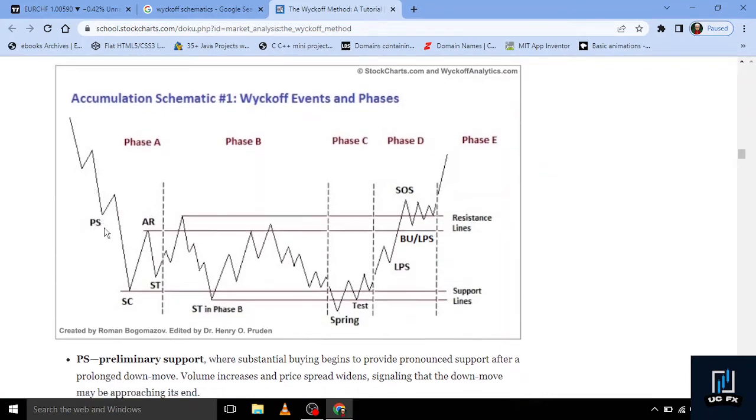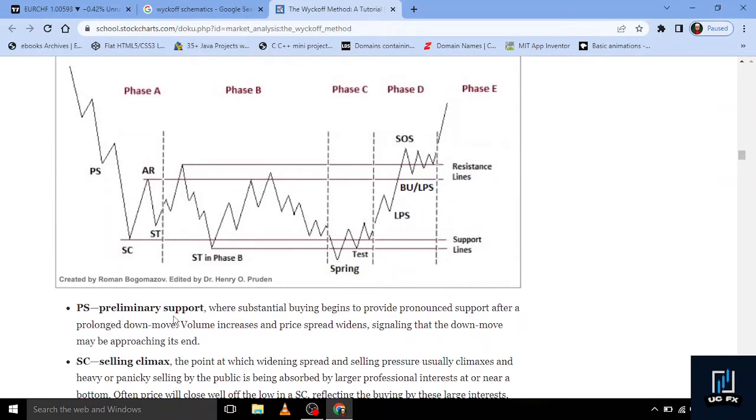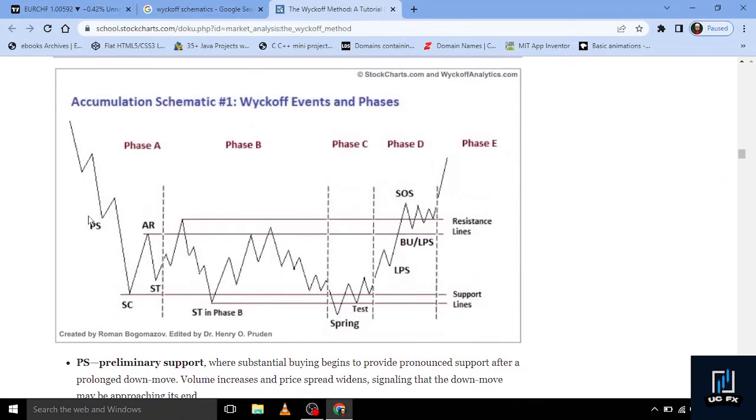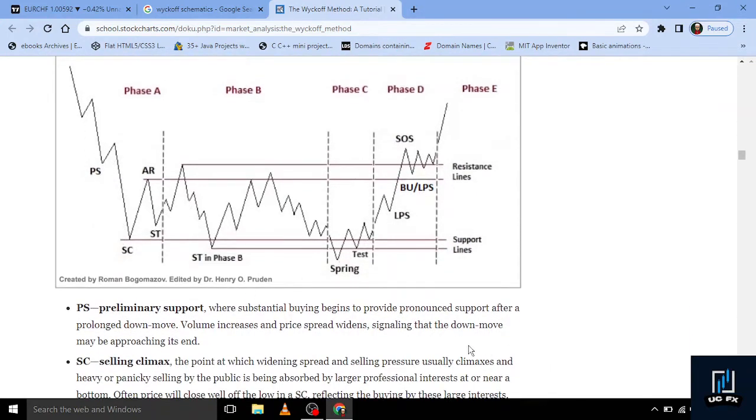So we have the PS. The PS is the preliminary support. This is where the market is showing that the down move is about to end. Then we have the SC, which is the selling climax. This indicates where the selling pressure reaches its climax. That's the peak of the selling pressure in the market. After that, we have the AR, which is the automatic rally, signaling that the selling pressure is diminishing.